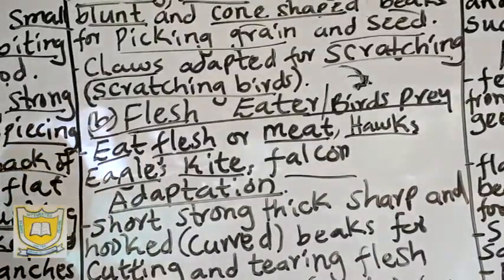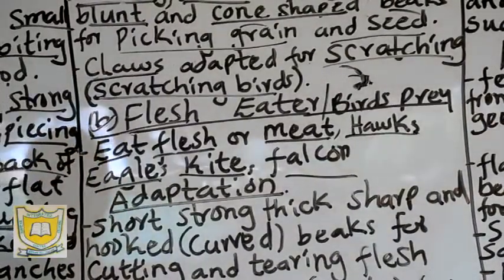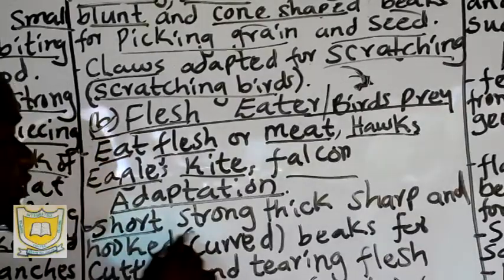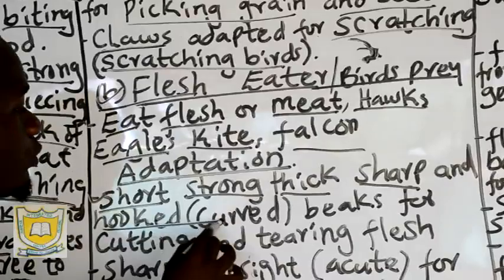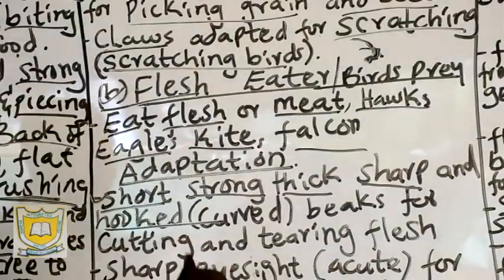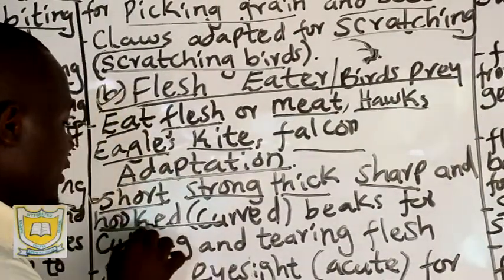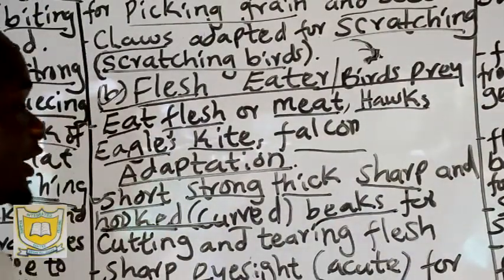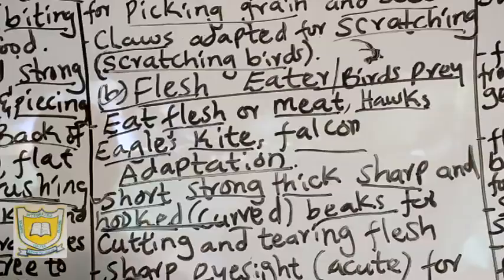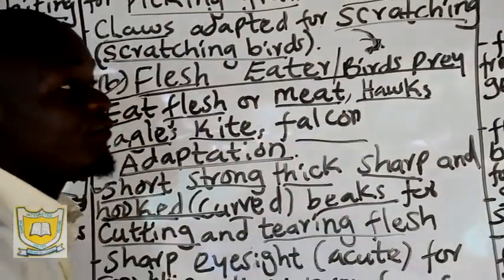What are the adaptations of these animals' beak? Number one, it is short, strong, thick, sharp, and hooked. When you say hook, it is curved at the end of the beak. The beak helps the animal for cutting and tearing of flesh.